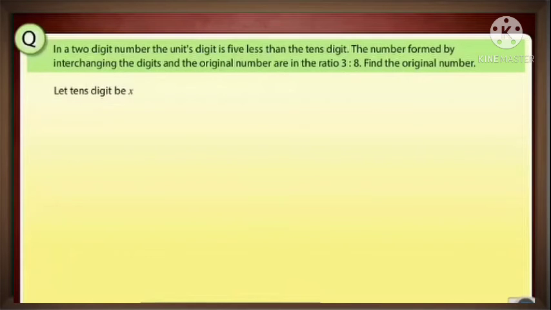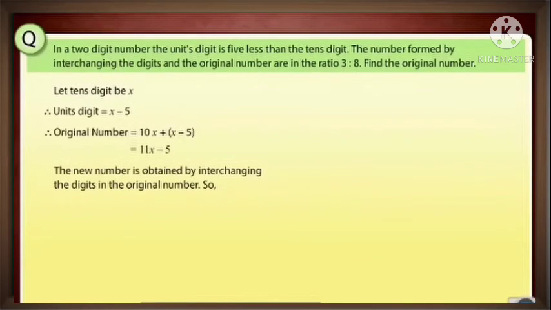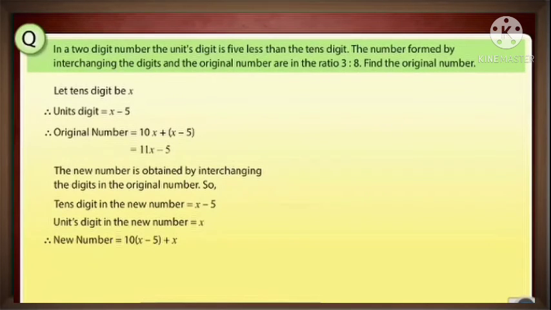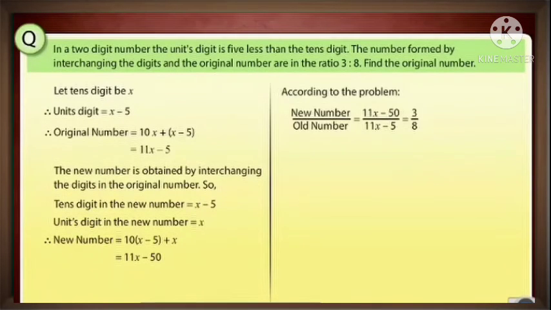So, according to the problem, the units digit will be x minus 5. Therefore, the number will be 11x minus 5. Now, if the digits are interchanged, then the new number will be equal to 11x minus 50. We know the ratio of the interchanged and the original number is 3:8. Applying this condition, we can equate the original and the new number.